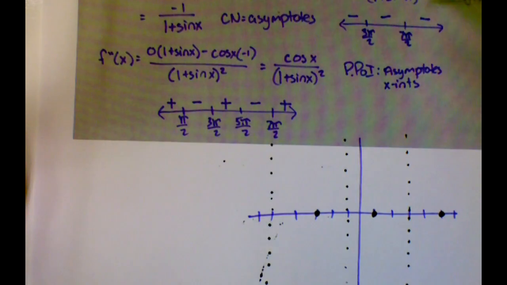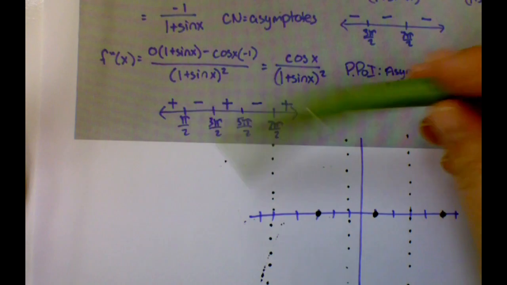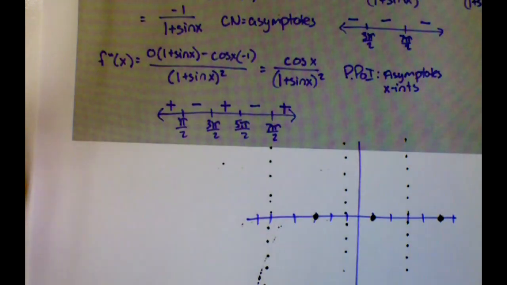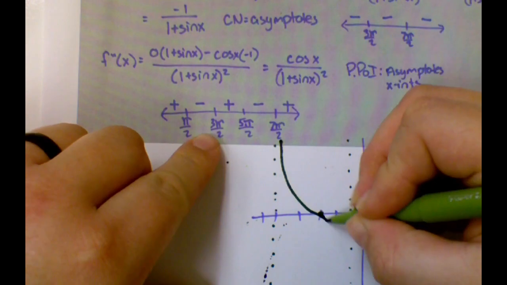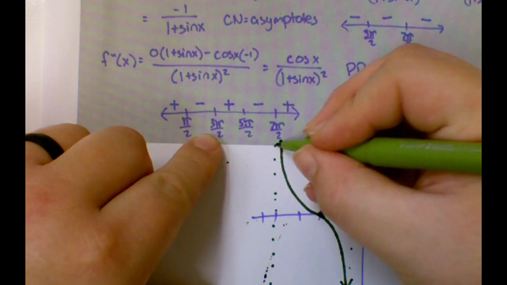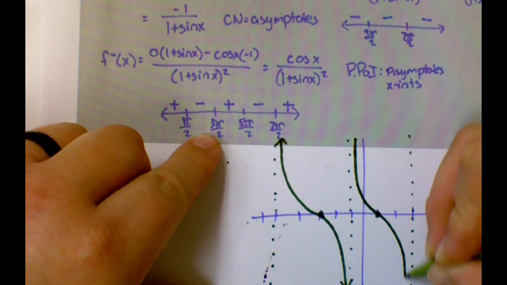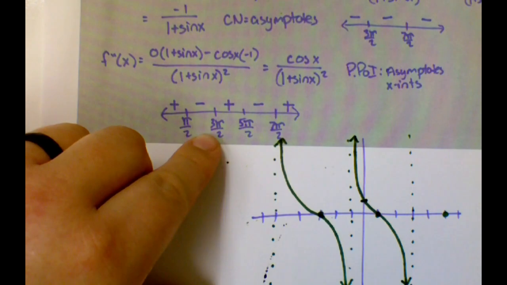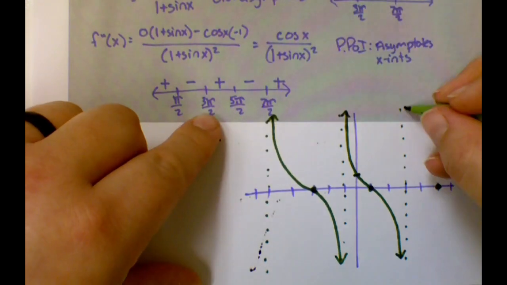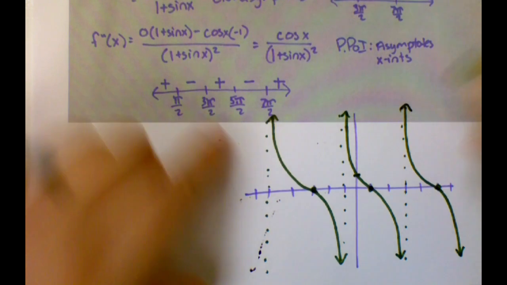All right, we know that the graph is always decreasing. We know that it goes concave up, concave down, and it switches at those x-intercepts. Concave up, concave down. Looks very similar to my tangent function. And notice also that my graph went through the point 0, 1, which is exactly what I needed. And there's my graph.